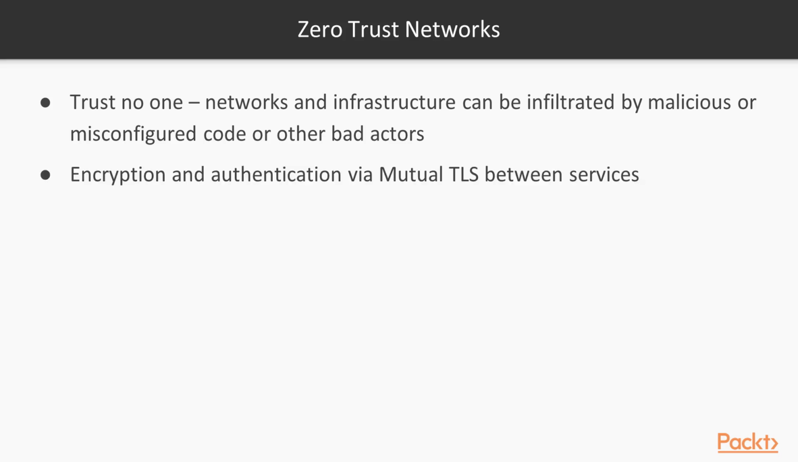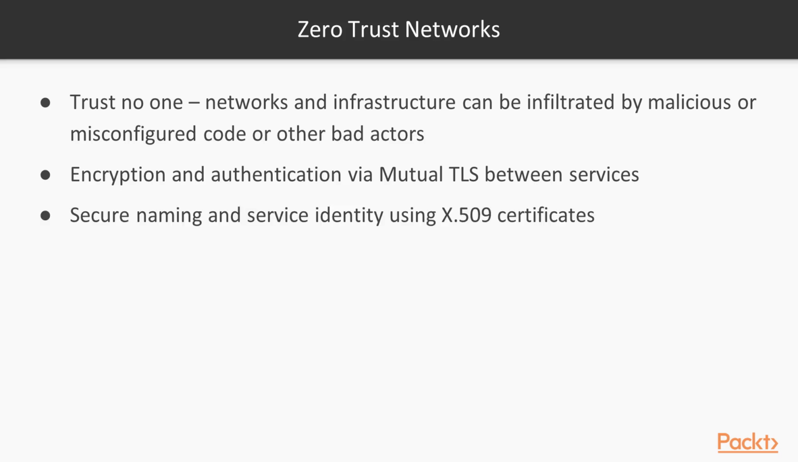We can have encryption and authentication via mutual TLS between our services. So all the communication paths between the services are encrypted using TLS and authenticated using mutual TLS. Also, we establish secure naming and a service identity using X509 certificates. And Istio makes sure that usage of those X509 certificates is really easy.